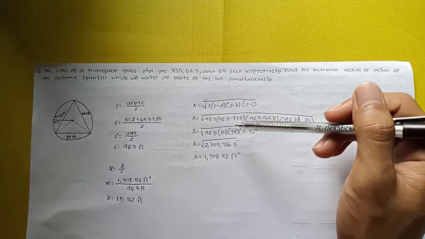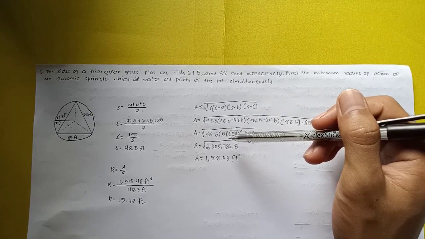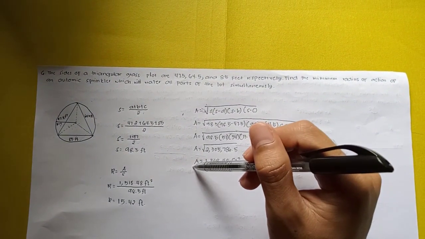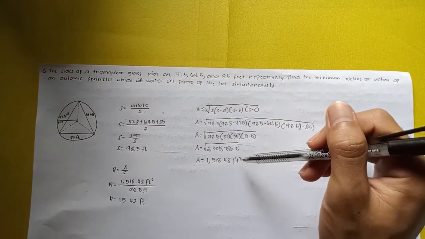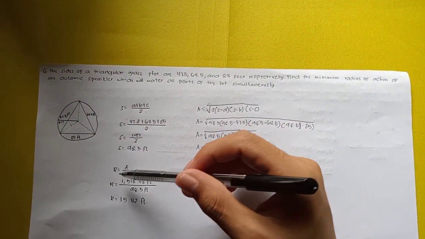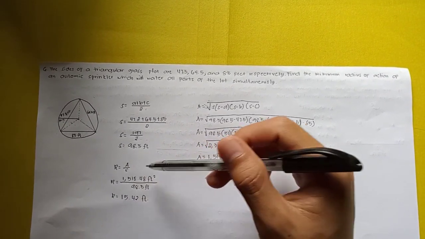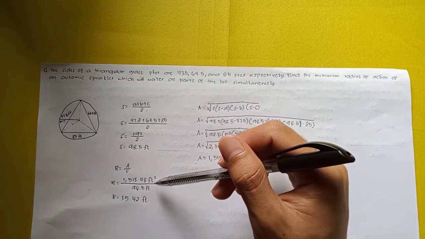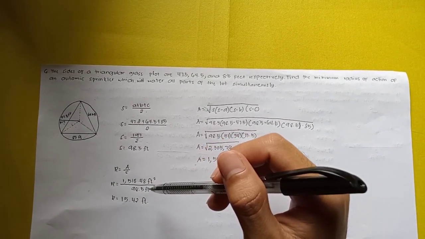Square root of 2,305,786.5. Your A is 1,518.48 feet squared. So to solve for our R, R is equal to A over S. So 1,518.48 feet squared over 98.5 feet. So your R is 15.42 feet.